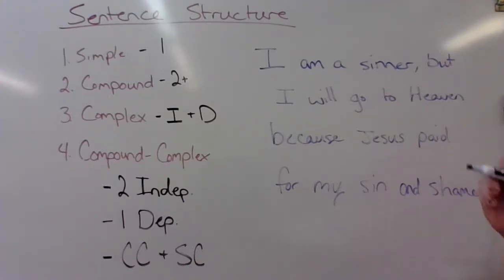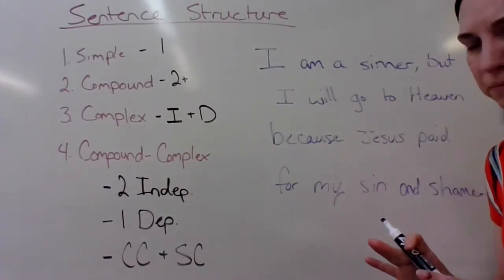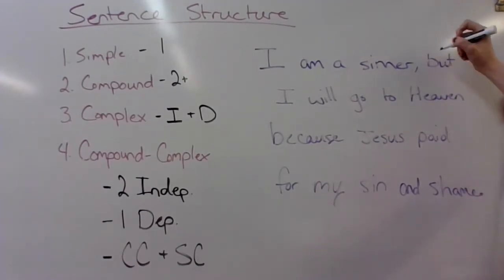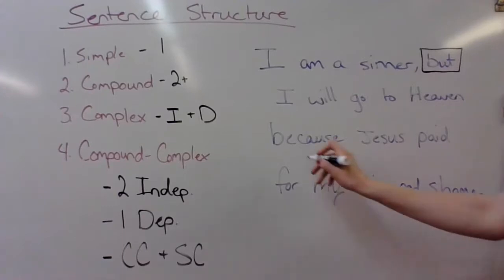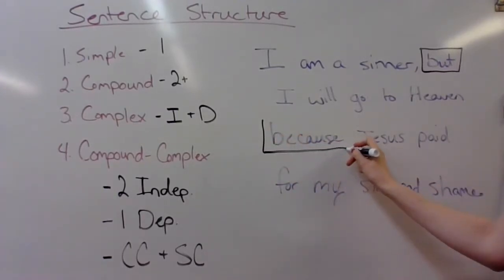I'm going to go ahead and put a box around them because that's what we've been doing, putting boxes. So I have a coordinating conjunction here. I have a subordinating conjunction here.